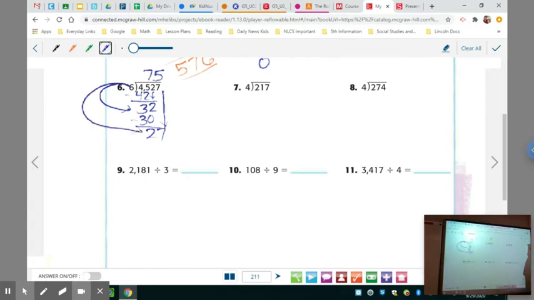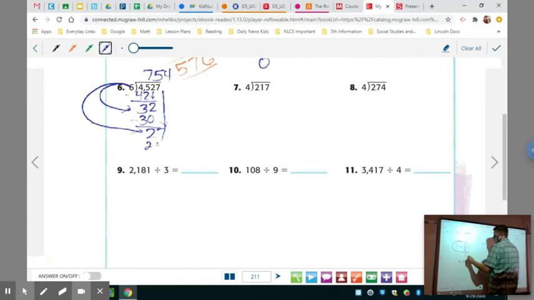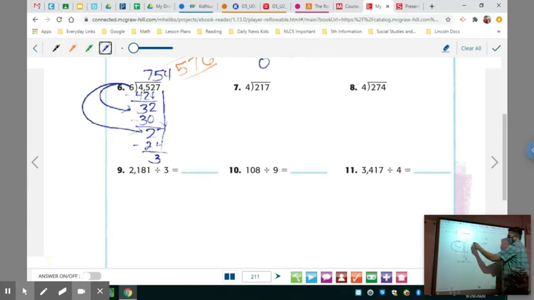6 goes into 27 four times. She says 4 times. All right. And that is 24. Subtract that, and that is 3. And its remainder is 3. All right. We're done, right? We're done? No, we need to check our answer.